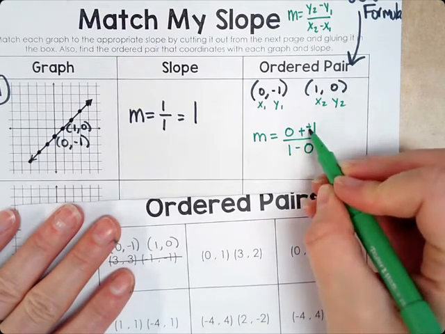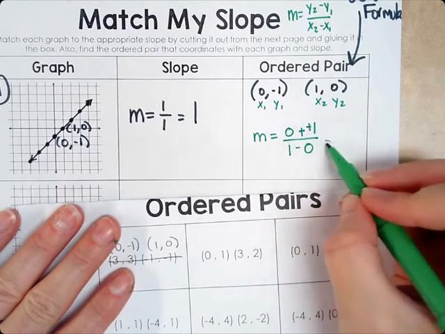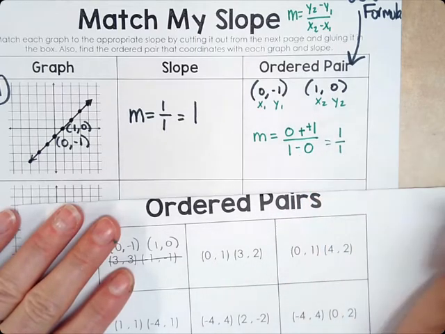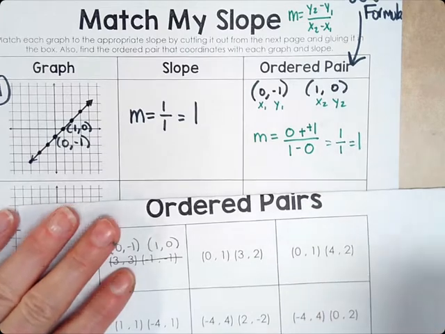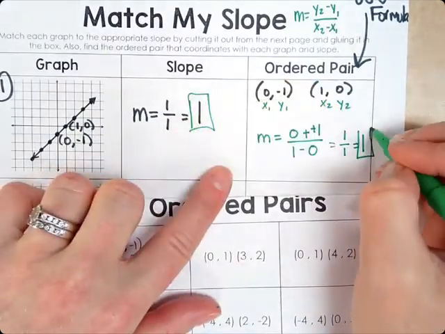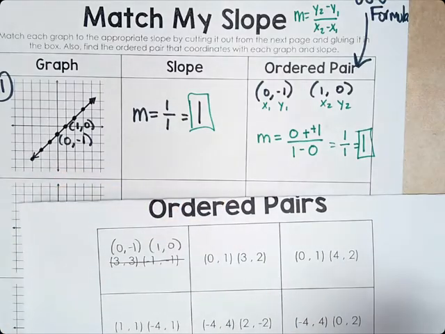Minus a negative, keep, change, change. 0 plus 1 is 1. 1 minus 0 is 1. 1 over 1 is 1. So that shows that they are the same, which it should. Your slope is 1. No matter which one we use, we'll always get the same slope. All right. So that is all you need to do today.